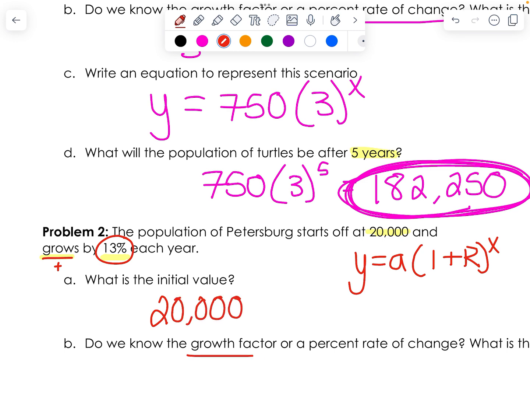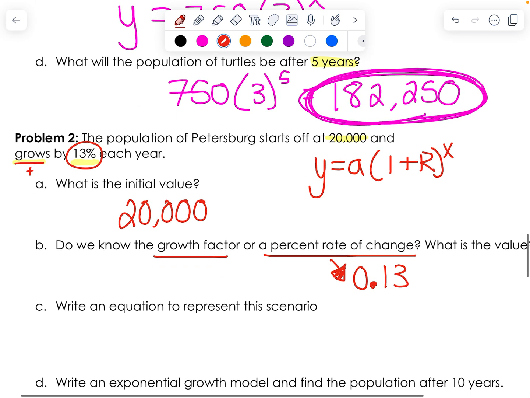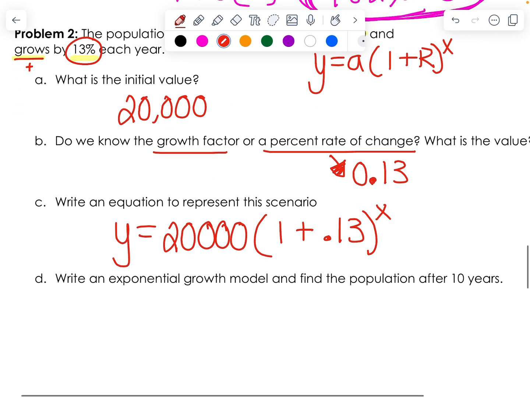Do we know the growth factor or the percent rate of change? We know the percent rate of change is 0.13. So our equation is going to be 20,000 times 1 plus 0.13 to the x. Now you could simplify that to just say 1.13 if you'd like.